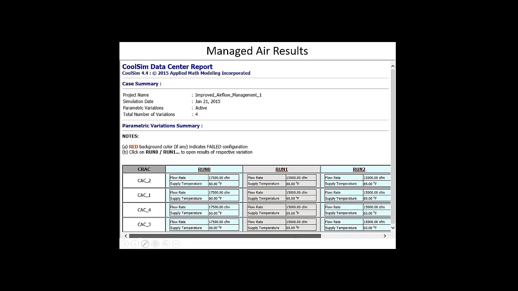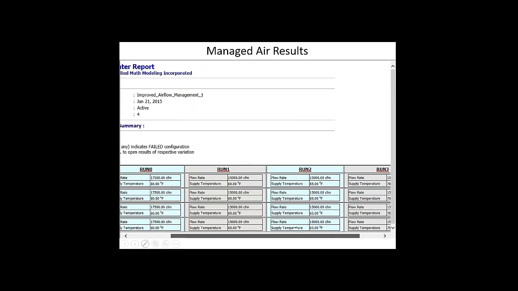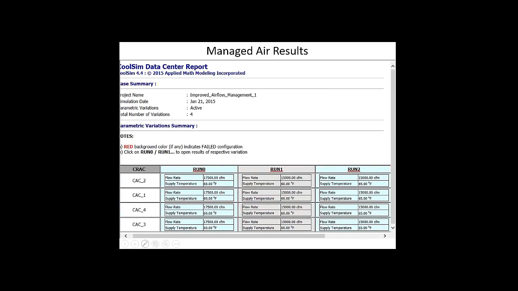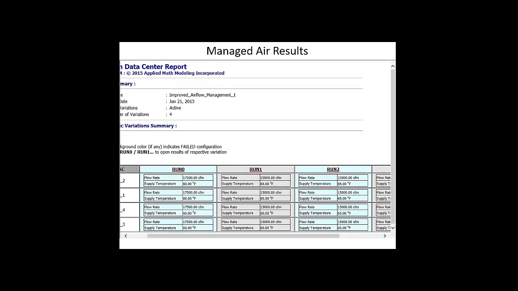So here's what I did after we made the management changes. Now you can in CoolSim run up to 4 variations at once. One of the nice things about having a common cluster that we all run on, I mean CoolSim is client server and the server is a big HPC cluster, is you can run multiple variations concurrently. So in this one I ran 4 variations, 0, 1, 2, and 3.